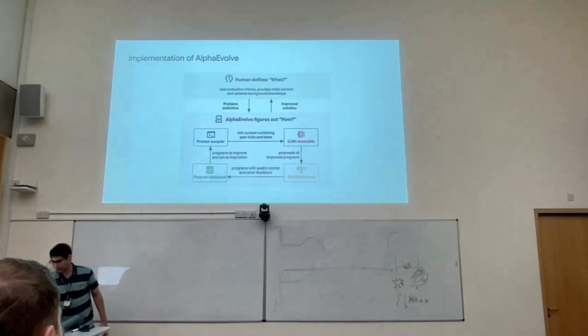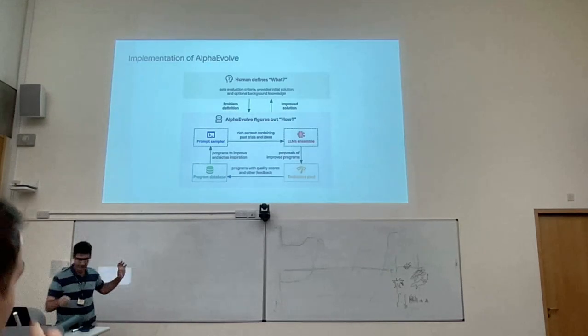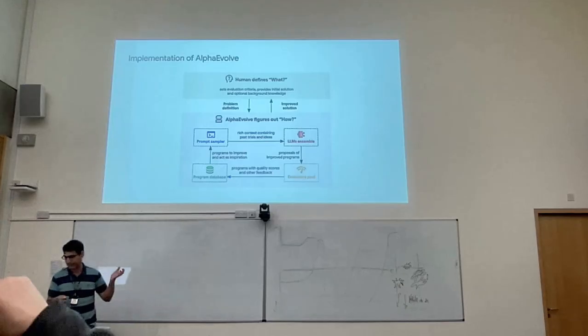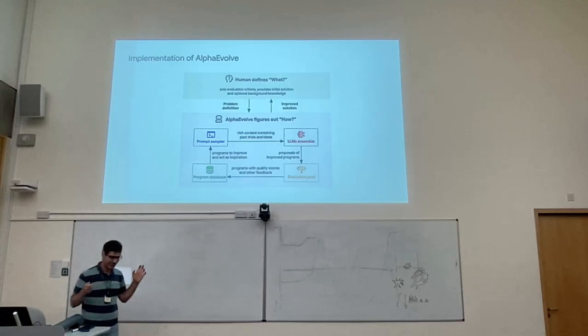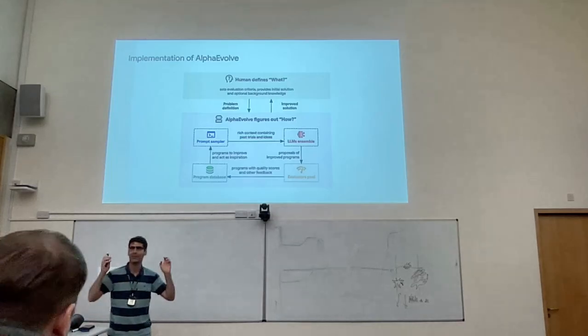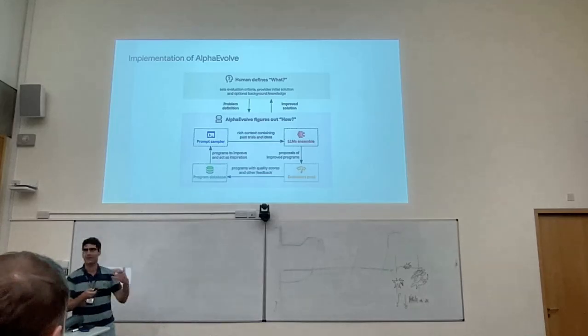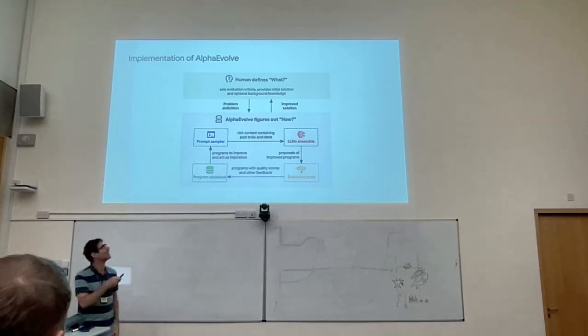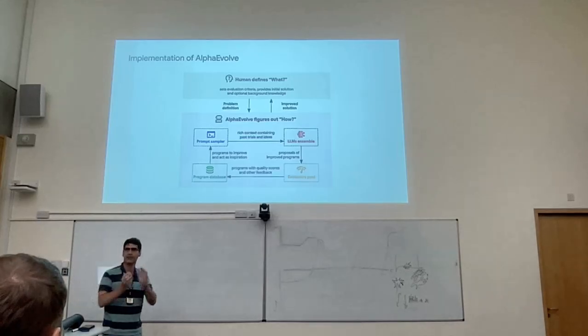So I want to talk about this implementation of AlphaEvolve, and what I want to say from this slide essentially is that this is not an agent where you say, okay, here's the problem, please solve it for me. It requires some interaction, so you have to do something. As a user, you define, for example, the evaluation function. This is the evaluation function, and you have to write it.